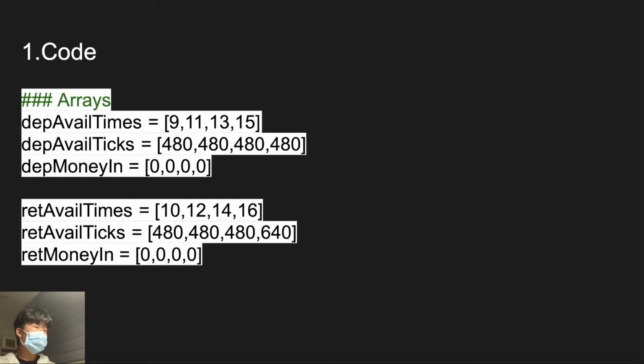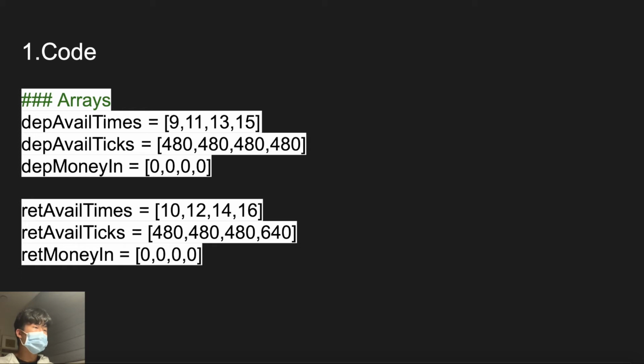The final array is dep money in, which means the departure money in. And this array will be used in future for storing the revenue generated from each train at a specific time. But we have to declare this in task 1 because the description in task 1 required us to do it.